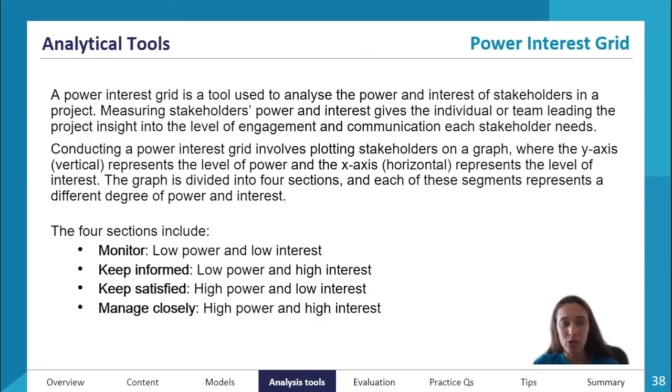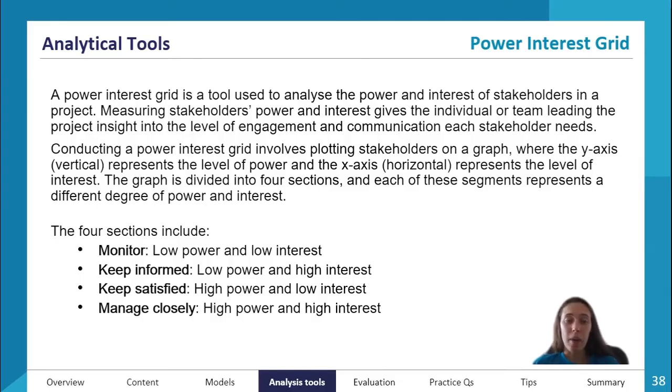A power interest grid is a tool used to analyze the power and the interests of stakeholders in a project or some kind of issue. So measuring stakeholders' power and interest gives the individual or team who is leading the project insight into the level of engagement and communication that each stakeholder needs. If they've got really high power and really high interest, then they're going to need more engagement and more communication, more hand-holding than they would need if they really aren't interested at all and have no power anyway.